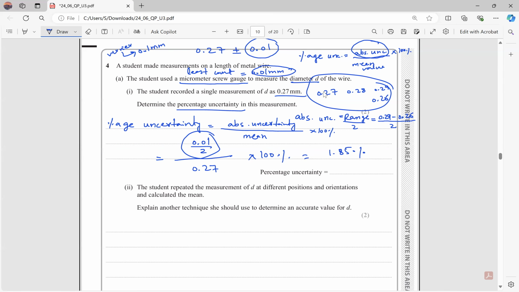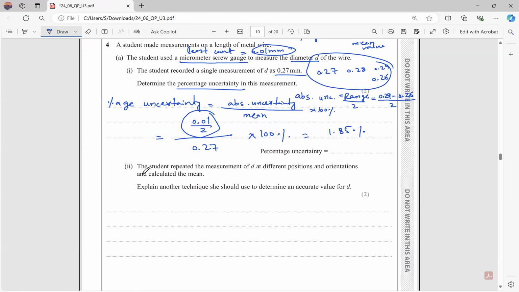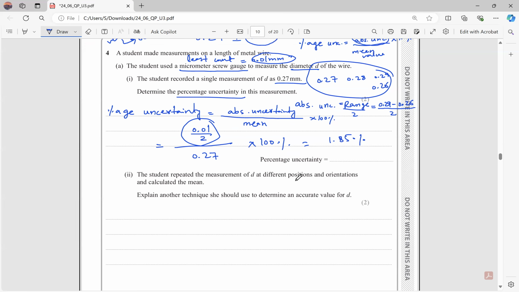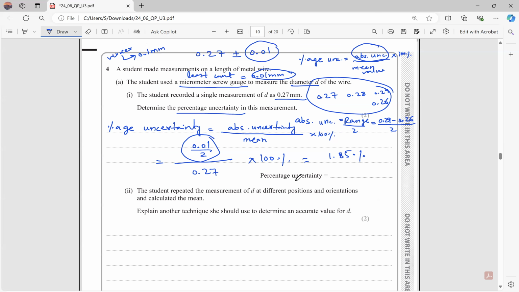Let's move on to part B, part II. The student repeated the measurement of D at different positions and orientations and calculated the mean. Explain another technique she should use to determine an accurate value for D. Normally, when they ask you about an accurate value of something, the first thing that should always come to your mind is to repeat the readings and calculate the mean. But this student already did that. So you have to think of another thing.